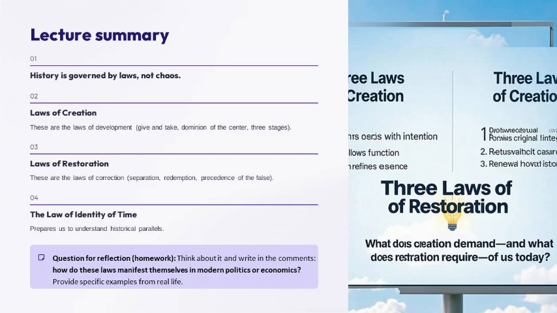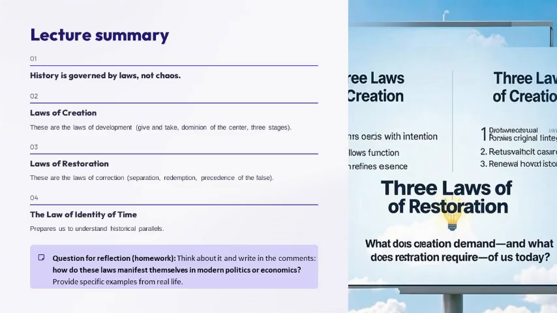Laws of restoration, laws of correction. First, the law of separation, separating good from evil as a necessary stage. Second, the law of indemnity, the suffering of the righteous leads to repentance and change. Third, the law of false preceding true, the counterfeit always appears before the truth. And we also briefly touched on the law of identity of time, which connects the past and the future into a single spiral.